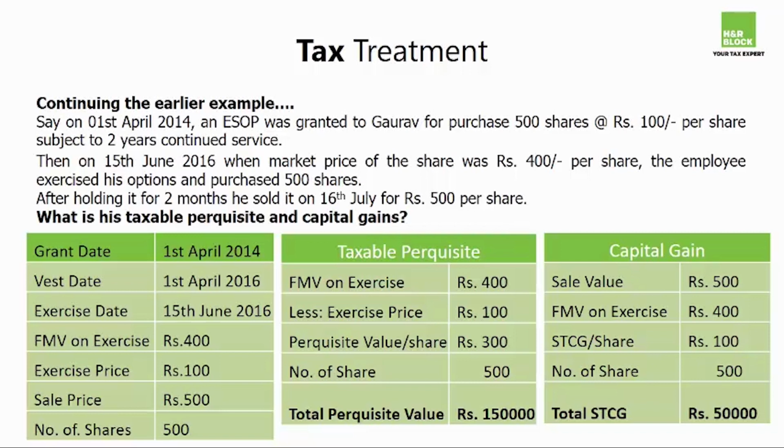Now what happens when you actually sell those shares after acquiring them? Suppose the price went to 500 per share after exercising and the fair market value at which it was allotted to you was 400. So the difference between the two is rupees 100 per share, and 500 is the number of shares you sold. So total 50,000 will be your short-term capital gain because the holding period is only 2 months. So that's how it is taxed.